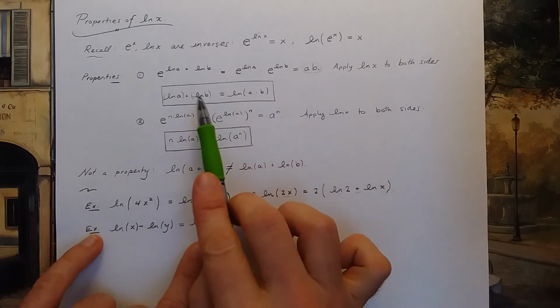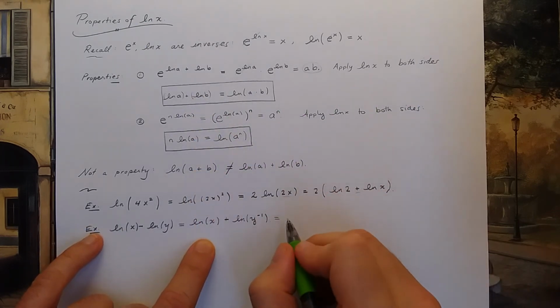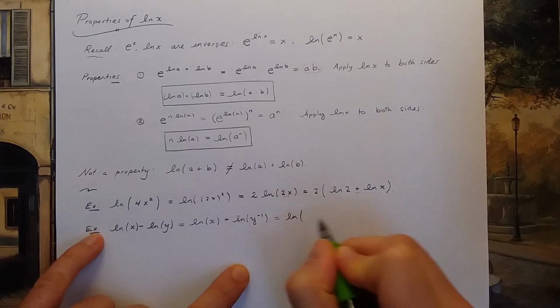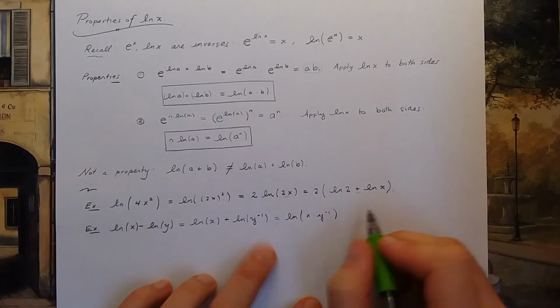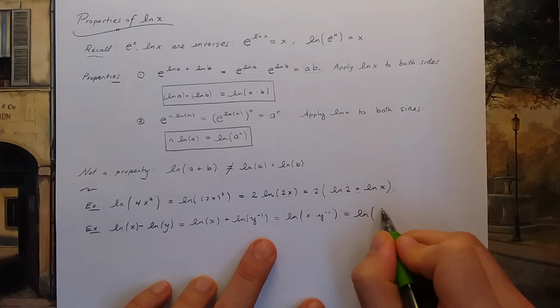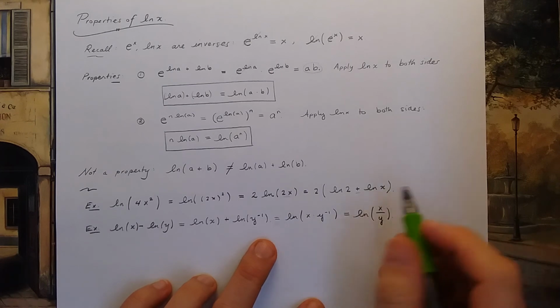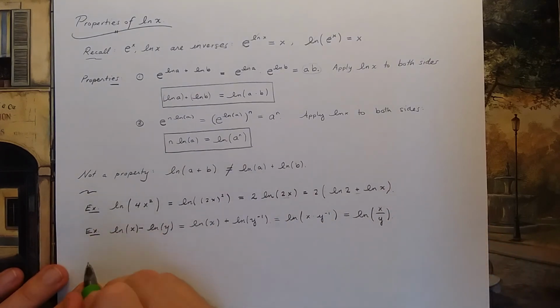Now we will use property 1. So property 1 says I can write this as log of x times y to the minus 1 power. And I believe that's about as simple as you can make it. You could write it a little bit differently if you choose, and write it as log of x over y if you'd like. So there's another simplification. Why don't I do one more of these to finish the video?